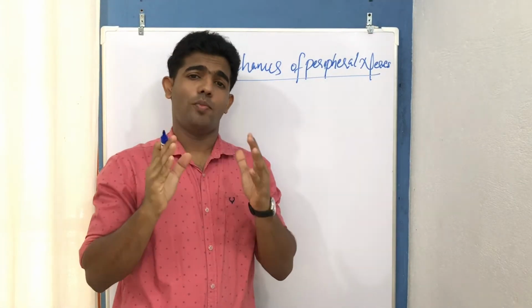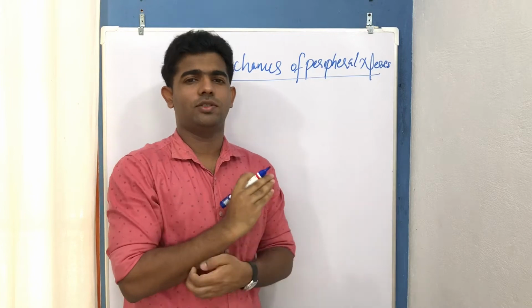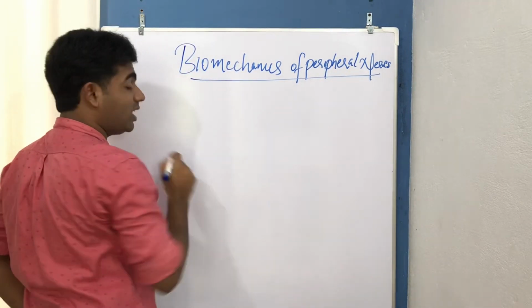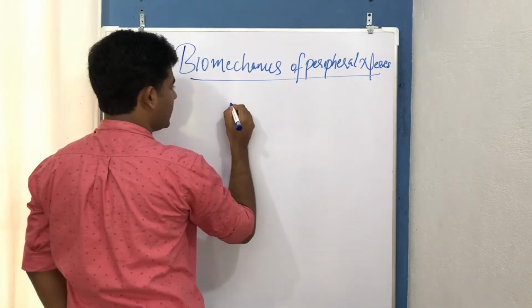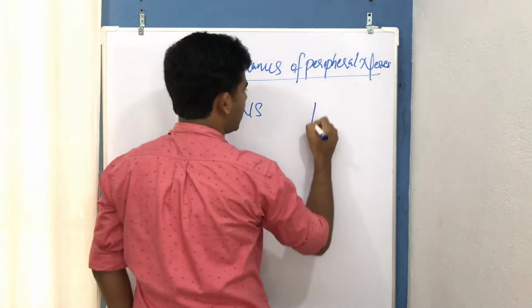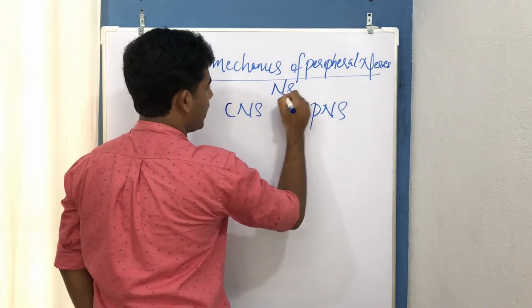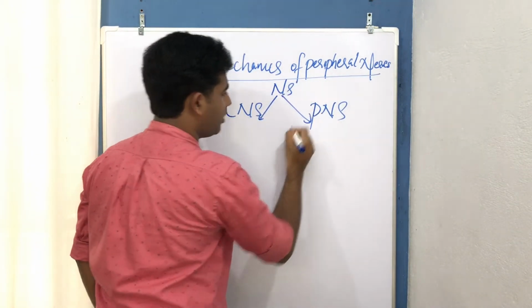Yes, biomechanics of peripheral nerve. Do you know what is peripheral nerve? We know a brief introduction, okay? We know that the nervous system is divided into central nervous system and peripheral nervous system, right? The nervous system is divided into central nervous system and peripheral nervous system.